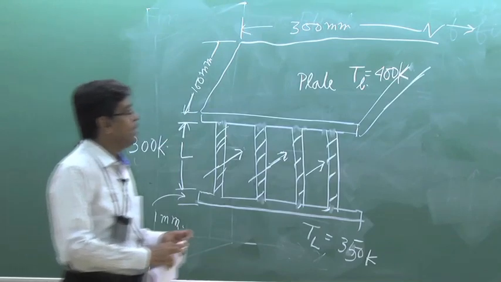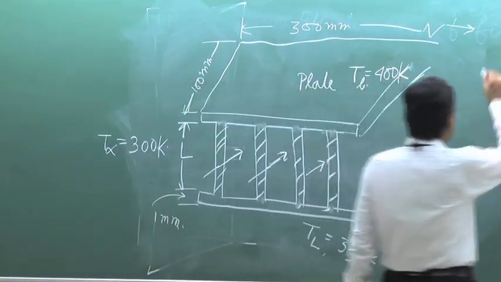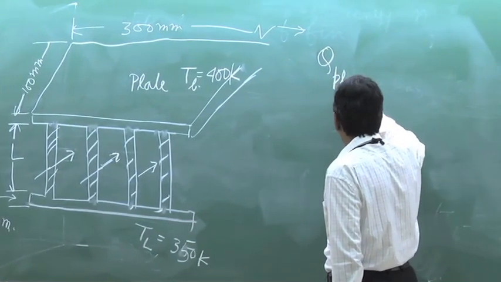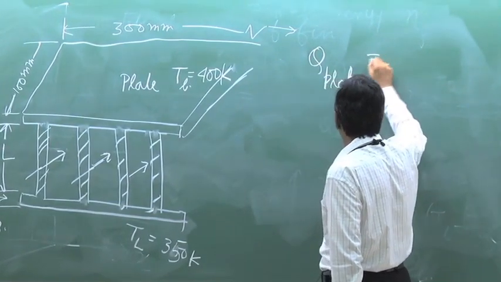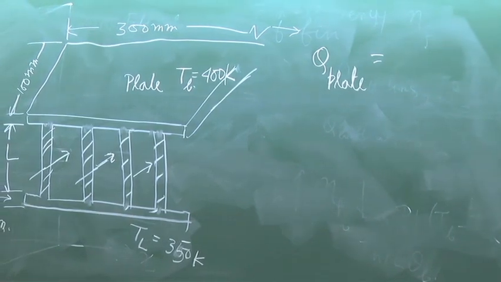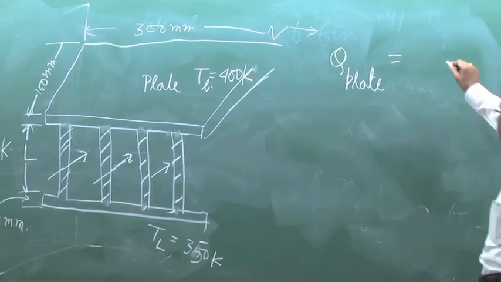Now let us write the expression for Q plate. Q plate is what? Q plate is first through fins. Number of fins, there are 60 fins.